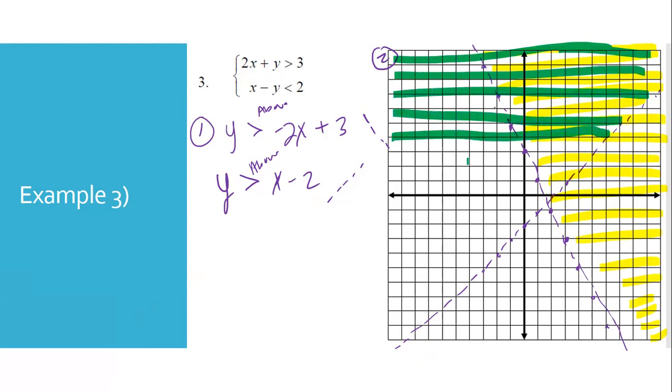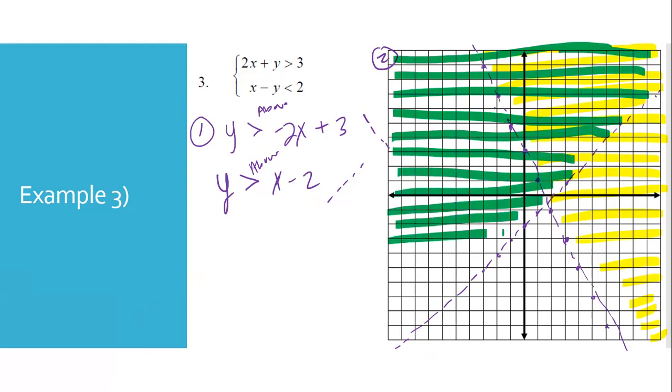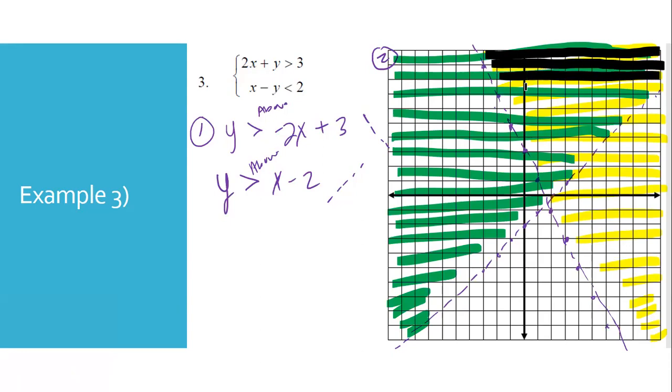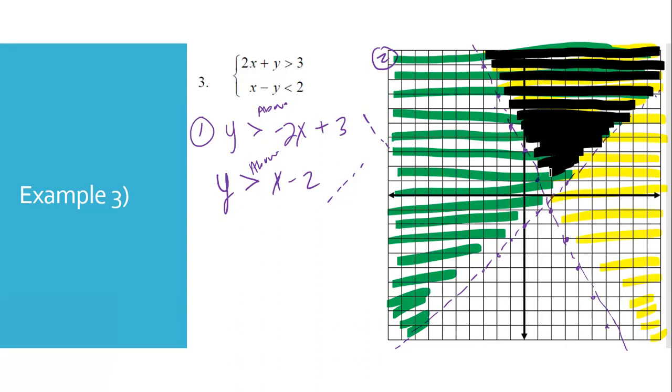Where my shading overlaps is my solution space. Do we clearly see where they're overlapping? You can't see where it overlaps, just to be difficult. What that means is that any ordered pair in this area will satisfy the system. So that's what your final solution for example 3 should have looked like. I said, or you could do the lines.